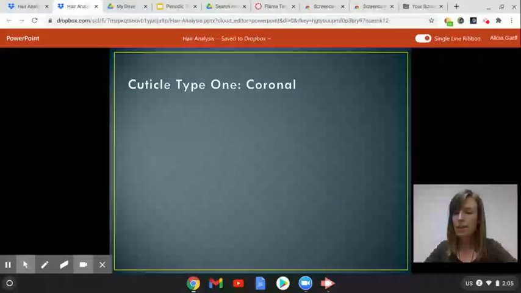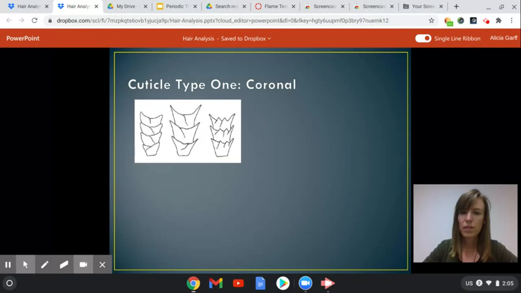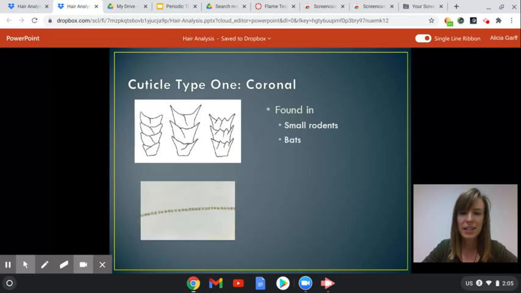Okay, so we're going to talk about a couple of different types of cuticles. So this first type is called a coronal cuticle, and it is found in small rodents and in bats. And I actually have some bat hair at school that we'll look at under the microscope, and you can see it. It looks like this. They look like cups stacked up on each other under the microscope.